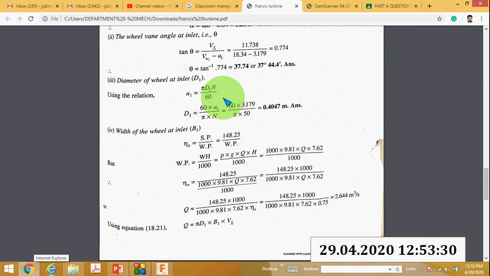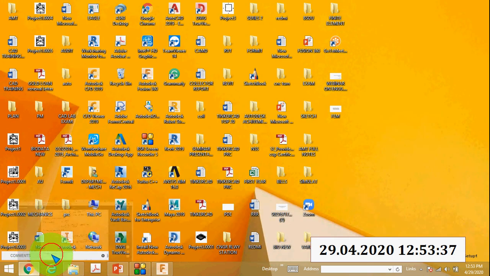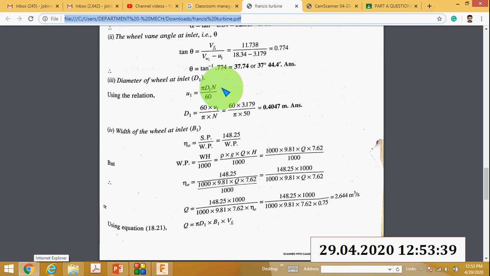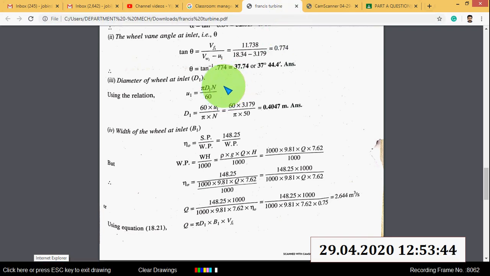Then diameter of the wheel at inlet, so the equation is u1 is equal to pi D1 N by 60. So N is actually given, u1 you have already found out, then the value of D1 is 60 into u1 divided by pi into N. So you will get the value of diameter of the wheel at inlet, 0.407.